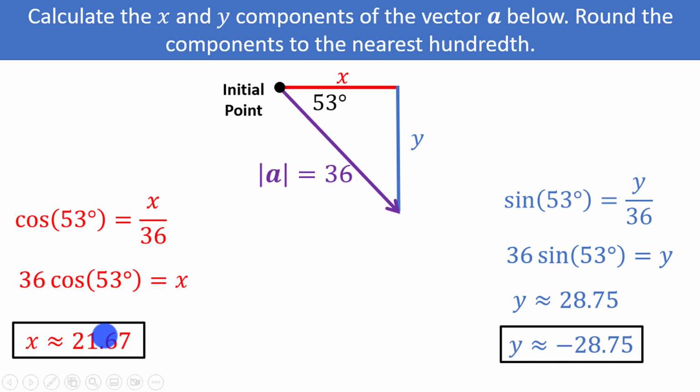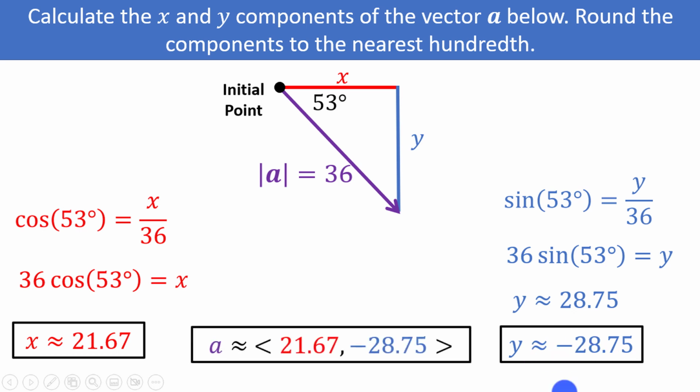Our vector is moving 21.67 units to the right and 28.75 units down, and we represent that we are moving down with a negative y value. Altogether, the component form of our vector is 21.67, comma, negative 28.75.